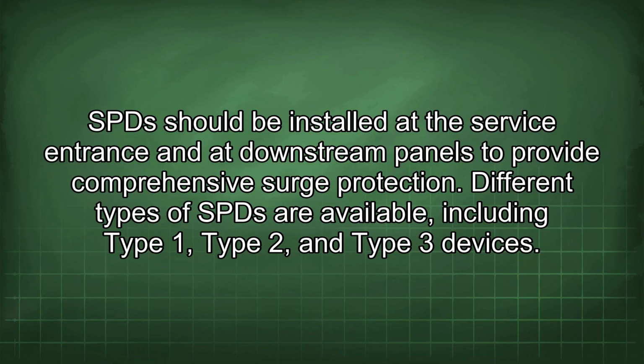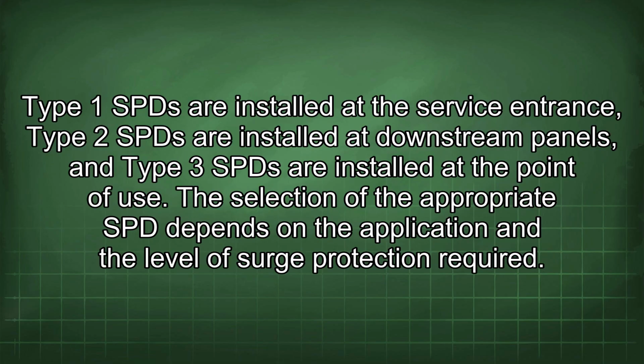Different types of SPDs are available, including Type 1, Type 2, and Type 3 devices. Type 1 SPDs are installed at the service entrance, Type 2 SPDs are installed at downstream panels, and Type 3 SPDs are installed at the point of use. The selection of the appropriate SPD depends on the application and the level of surge protection required.